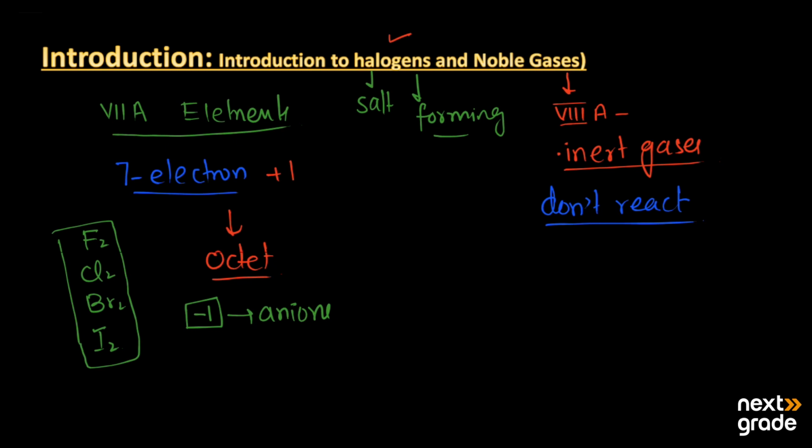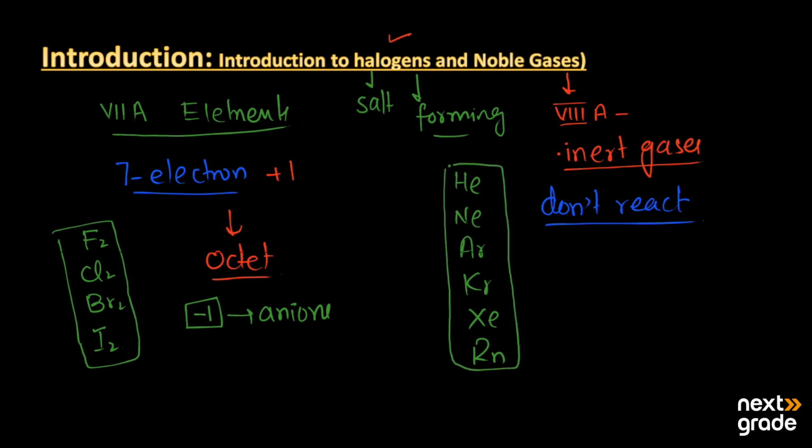And the noble gases are helium, neon, argon, krypton, xenon, and radon. All these elements make up the noble gases as inert gases. Why are they called group 8 elements? Because they have 8 electrons in their valence shell and they do not need to gain or lose electrons, because their octet is complete. Now this was a simple overview about the group 7 and group 8 elements. After this we have some of their physical properties.